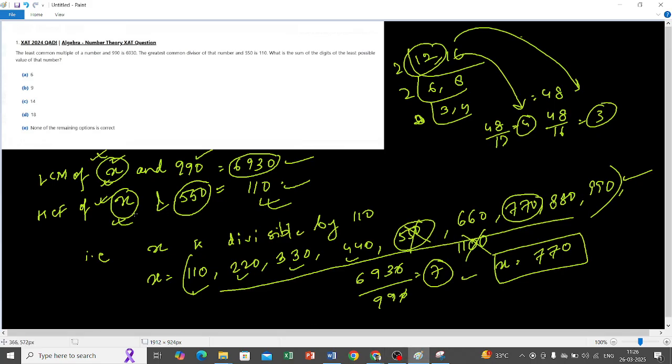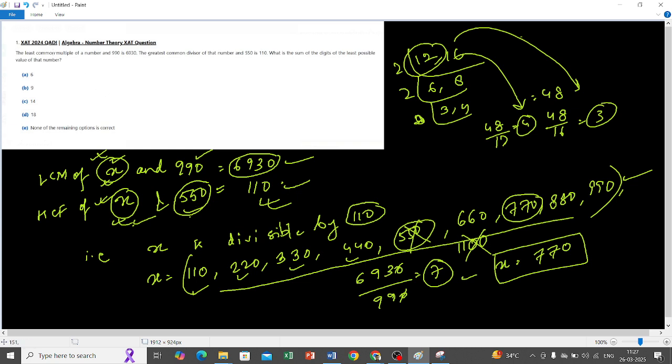So if the HCF of x and 550 is 110, that means both of these belong to the table of 110. It means that only. So x is divisible by 110. Now what can be the different values of x? That is the question. X can be 110. You see the HCF of 110 and 550 is 110, correct? X can be 220. You see the HCF of 220 and 550 is 110.